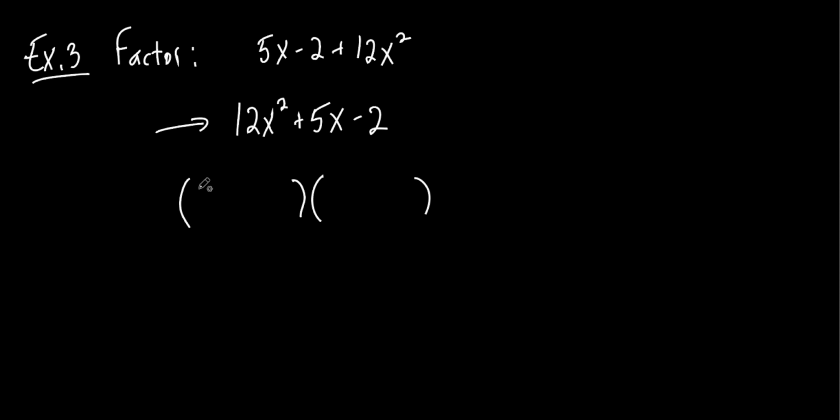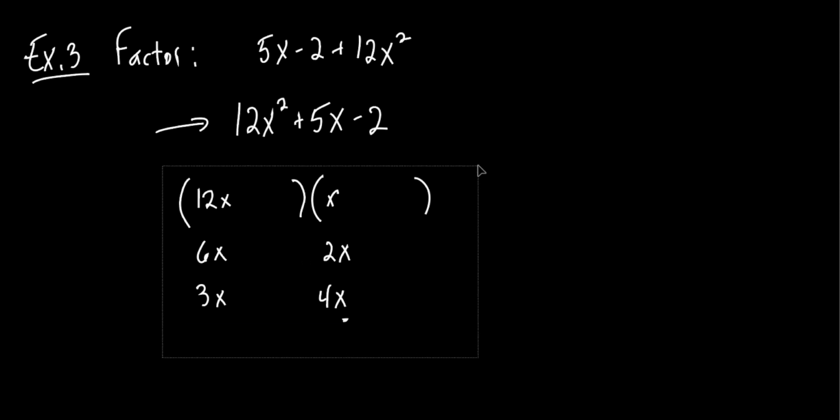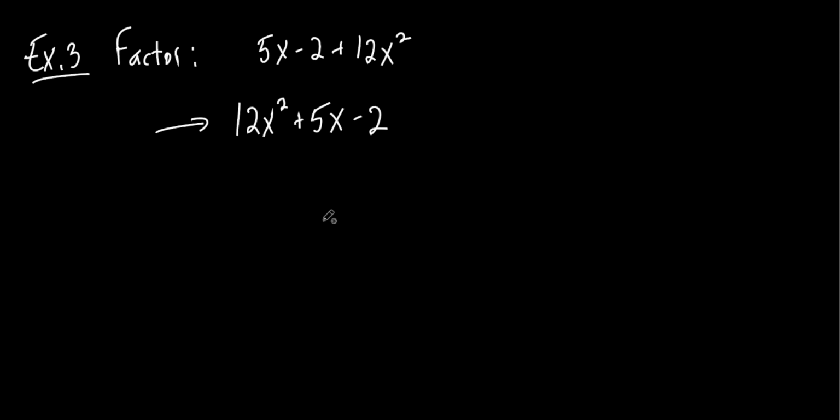So you got a bunch of choices though. You got 12x times x. What else do you have? You got 6x and 2x. You got, right, 3x and 4x. And since you have a minus, you could put them the other way. All right? You follow me on this? And then you keep on trying and see what works. That is a real pain. Okay? I would not do it that way.